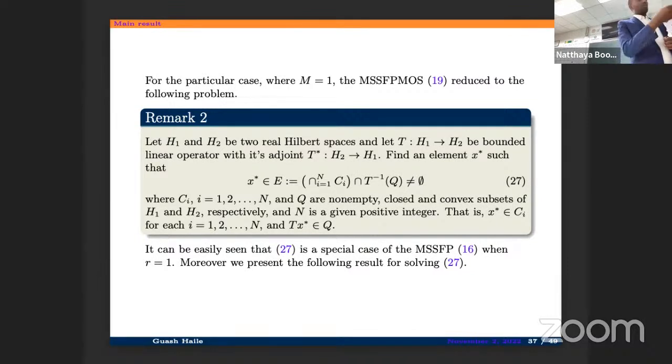So when m is 1, the multiple-set split feasibility problem with multiple output sets reduces to this problem. Here we define that H1 and H2 are two Hilbert spaces, and T from H1 to H2 is a bounded operator with its adjoint T star. Find an element x star such that x star is in E, where E is given in this form. You can see easily this problem is definitely different from the multiple-set split feasibility problem. The difference is in this case, we have only one set here. Therefore, this is also a new result which solves this problem.